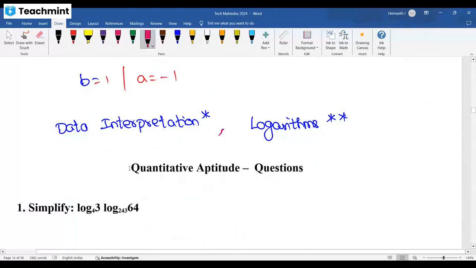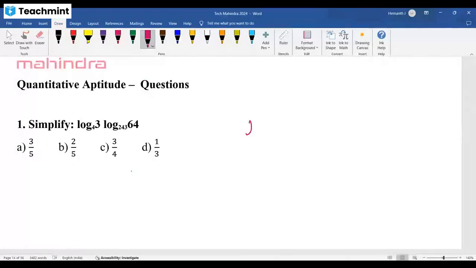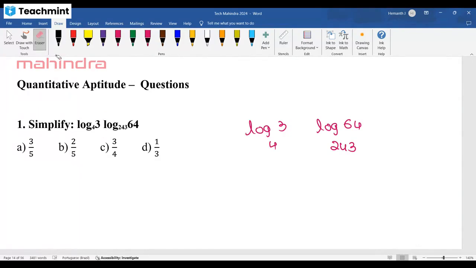Here itself you can see now. I'm discussing a few quant-related questions, then reasoning as well. See here, they ask questions related to logarithm. Log 3 base 4 multiplied by log 64 base 243. It may be minus or something, or divided by. I'm expecting there may be some division symbol. We'll see. Or product. It might be a product as well. Yeah, product.